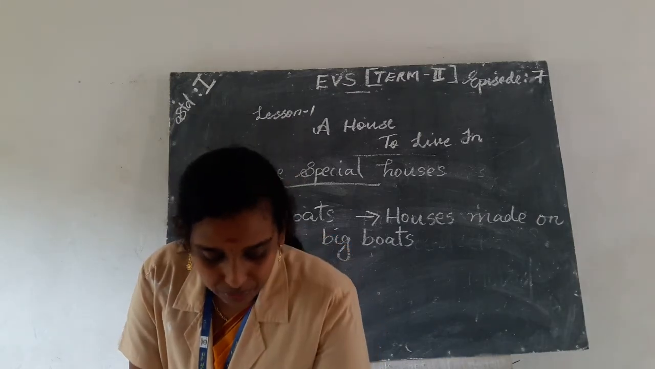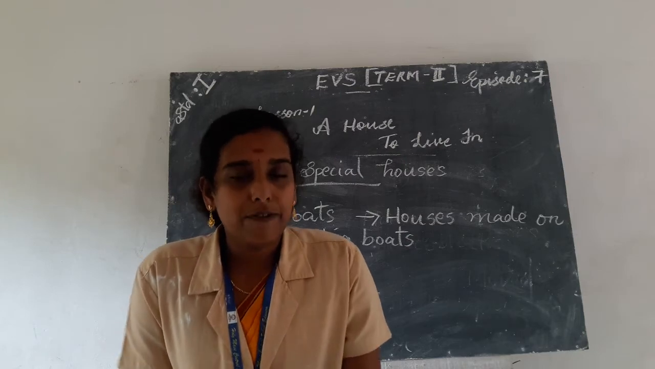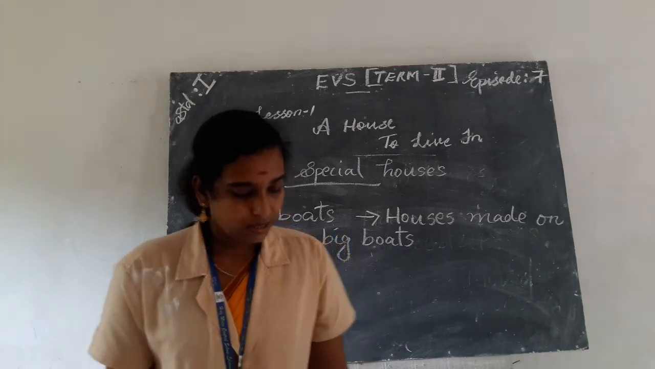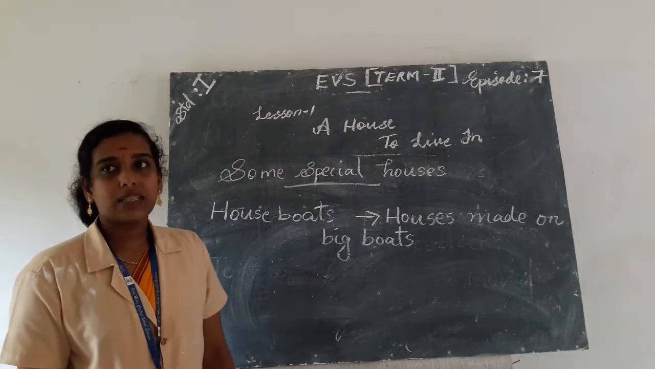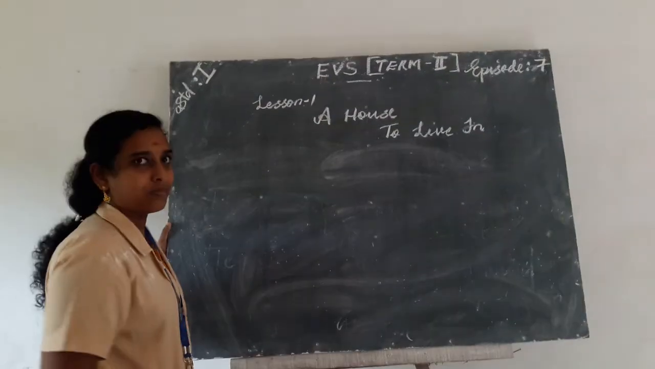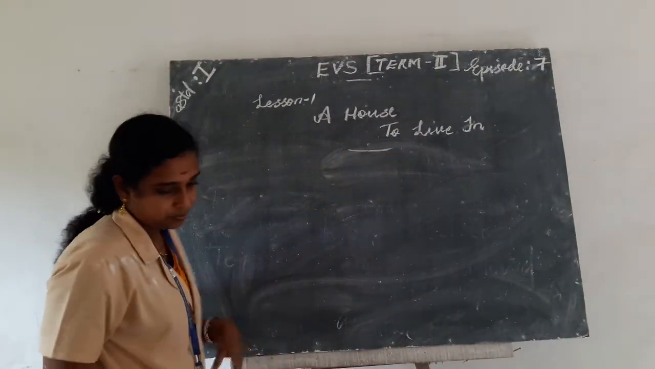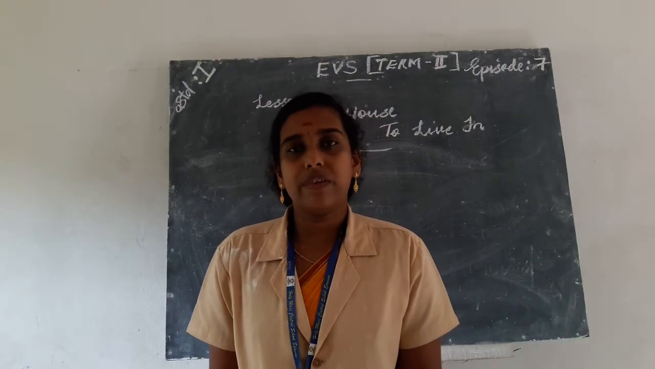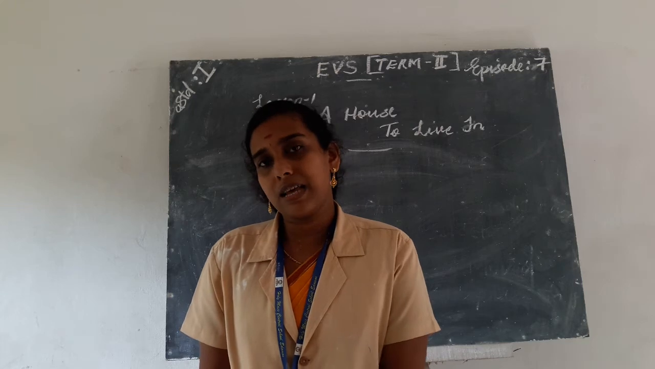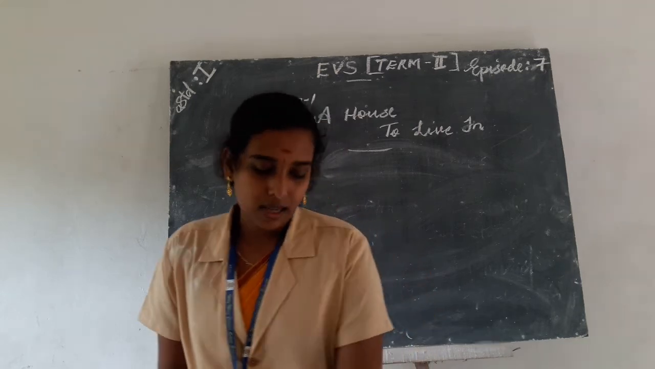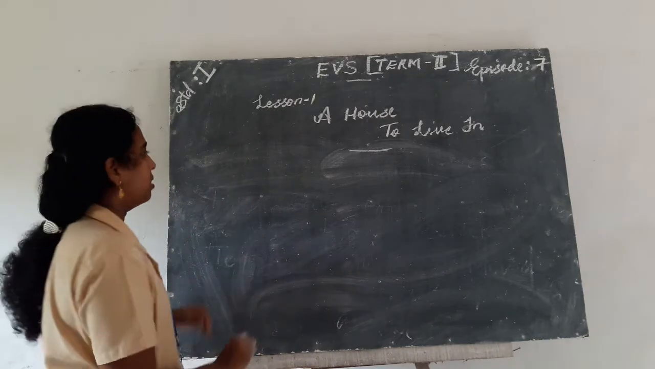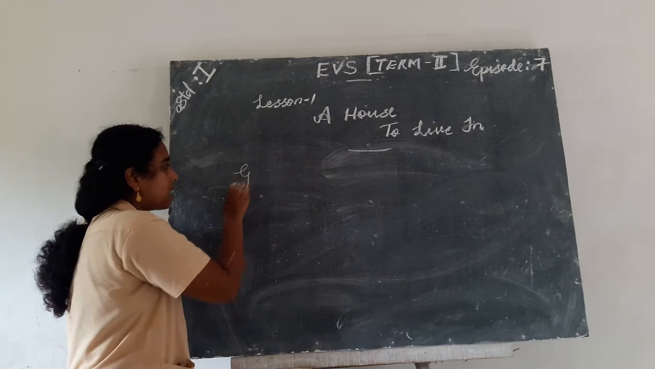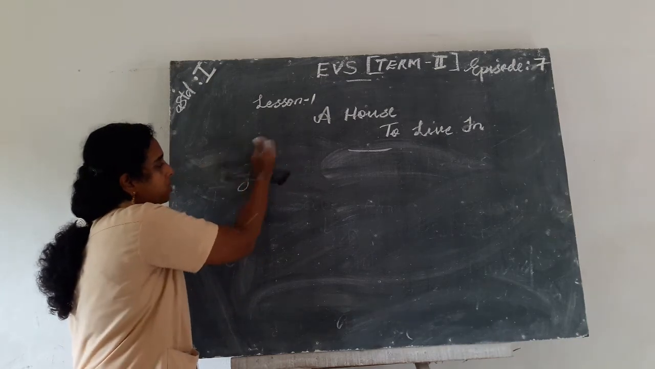Okay, so we discussed different types of houses and also some special houses. We all are living in a house with our parents. So today we discussed a house to live in and different types of houses, and also some special houses. Just rewind that. We live in a house. Our house gives us shelter.